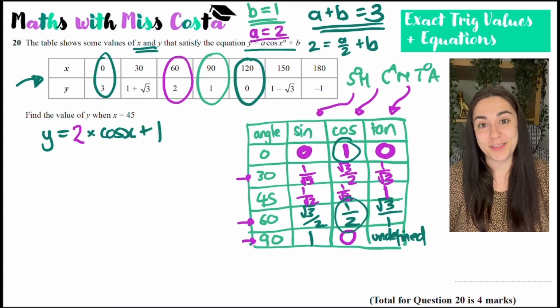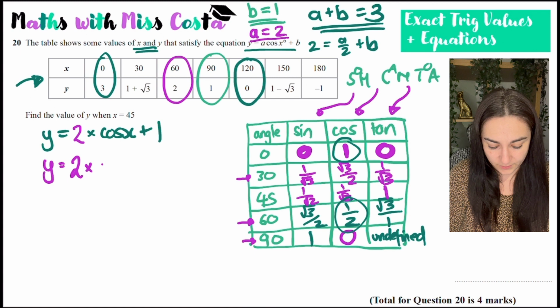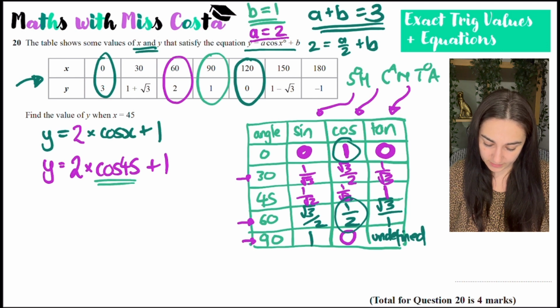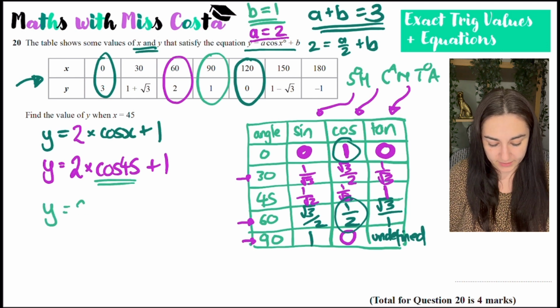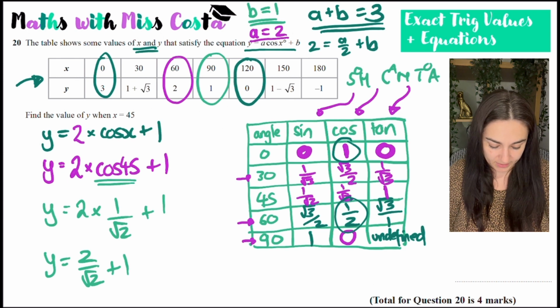So I need to find the value of y when x is 45. So y would be 2 times by cos 45 plus 1. What's the value of cos 45? It's 1 over root 2. So y equals 2 times by 1 over root 2 plus 1. That would become 2 over root 2 plus 1.